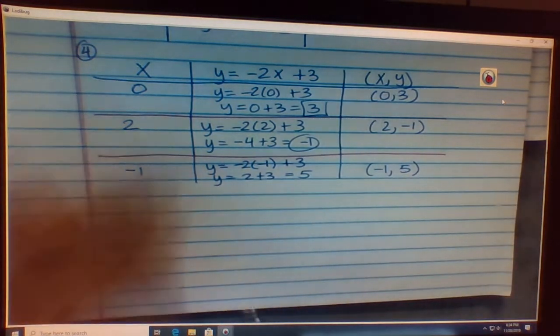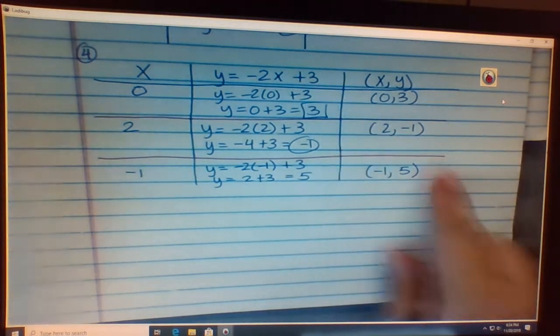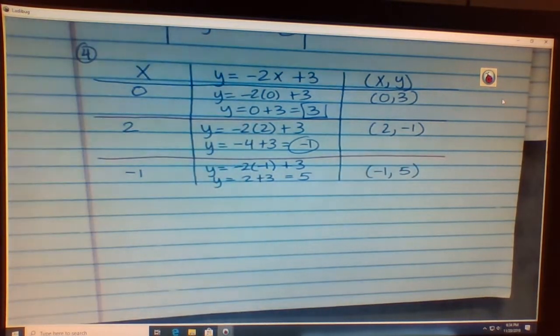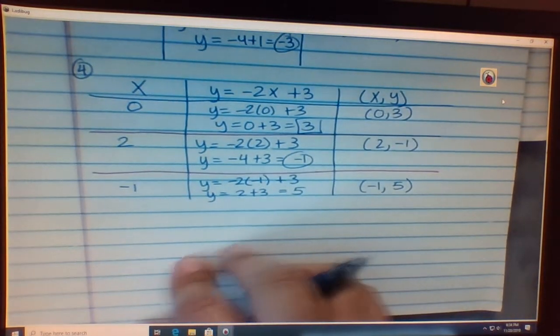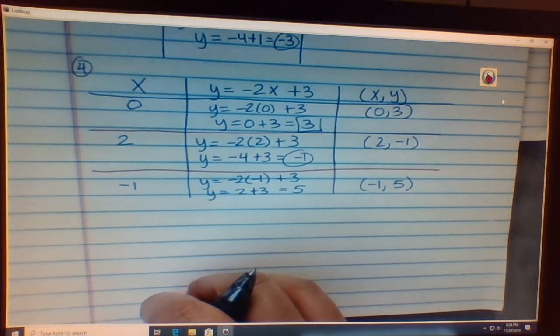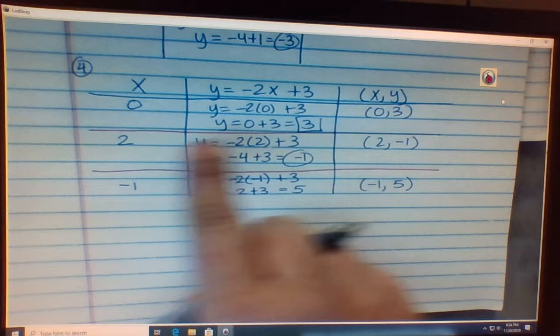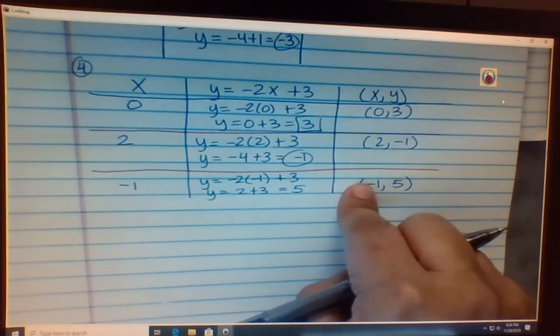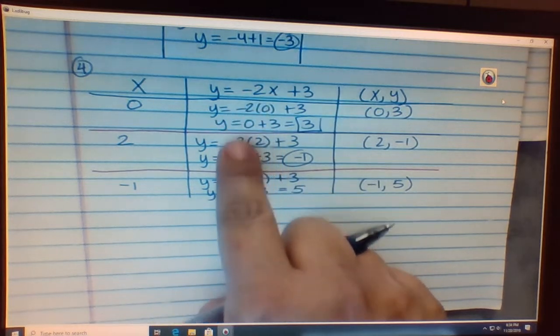So once again, if you pick different numbers, they should still be on my line after I graph this. Any questions on this right now? Yes, ma'am. All of mine was a positive 2. You did. Like, negative 2x plus 3, I just did 2x plus 3. Oh, you didn't do a negative.